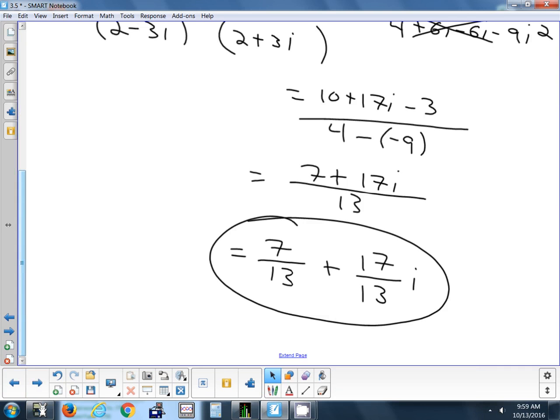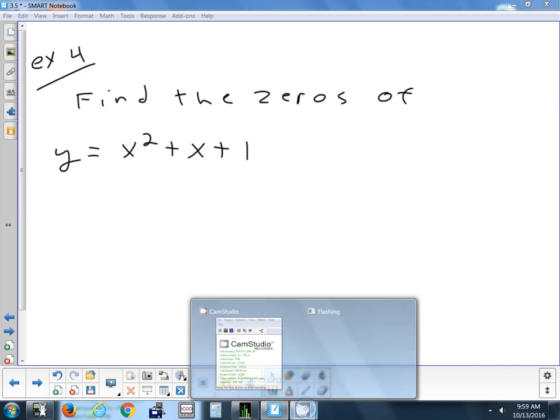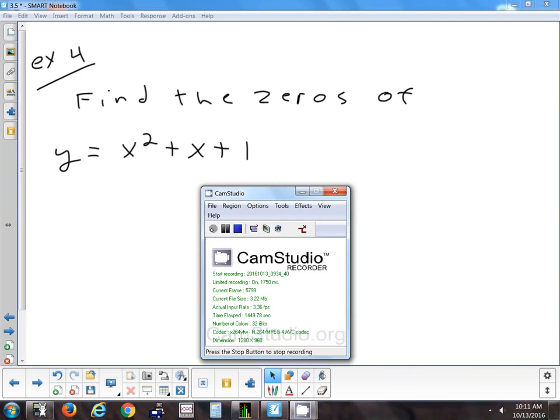Okay, so that's the review. So then we'll take a little break, and in a minute we'll come back and we'll start practicing how to find roots with complex numbers. All right, so now we're going to look at finding roots.